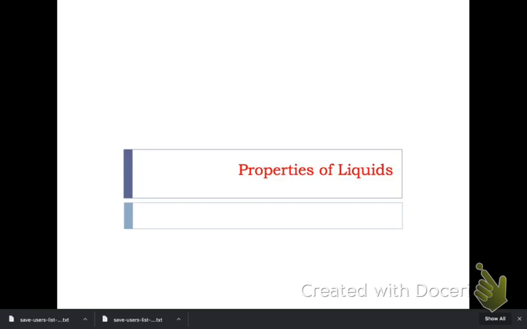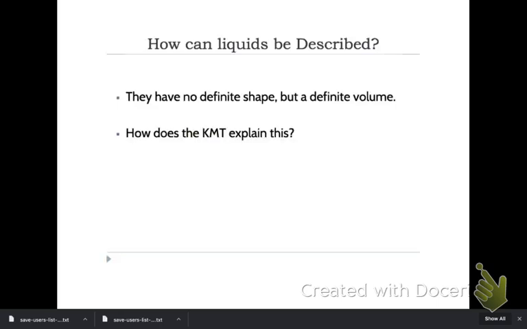They have enough attractive force to hold them together as a liquid, but they have enough kinetic energy that they can change position and they don't stay together as a solid. So the kinetic molecular theory tells us that liquids have no definite shape, but they do have a definite volume. And it has to do with the amount of kinetic energy that a liquid possesses. So liquids have more kinetic energy than do solids.